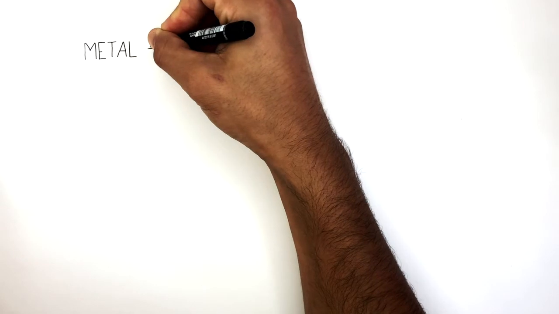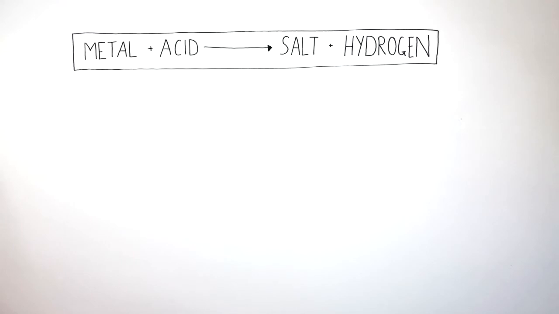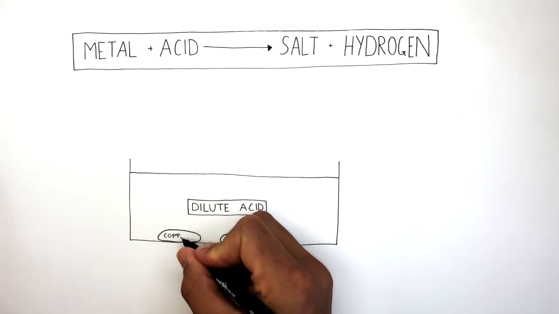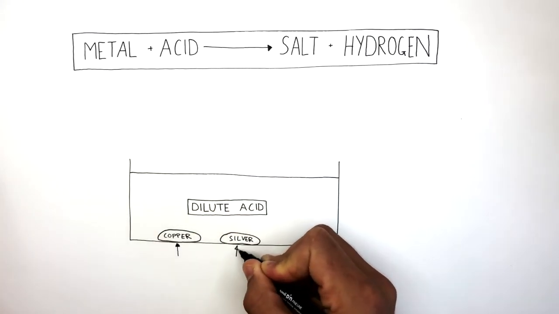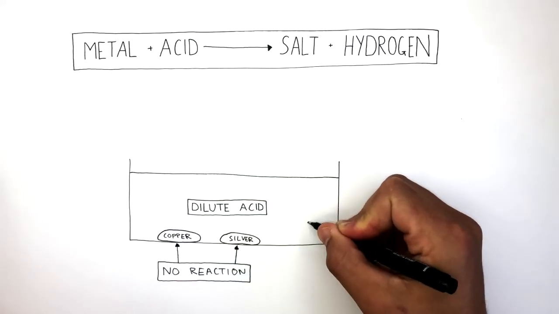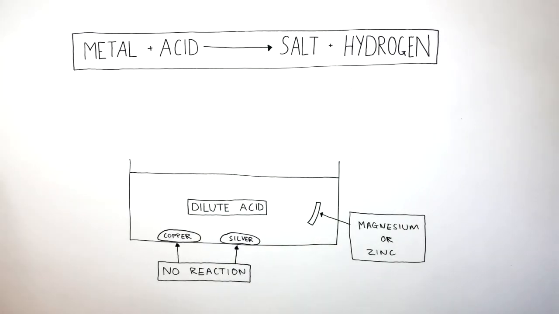When a metal reacts with an acid, the products are always a salt and hydrogen. A reaction between a metal and an acid will only take place if the metal is more reactive than hydrogen. So when we have this glass trough containing dilute acids and we place copper and silver in the dilute acids, there is no reaction. This is because hydrogen is more reactive than both copper and silver, so there will be no reaction.